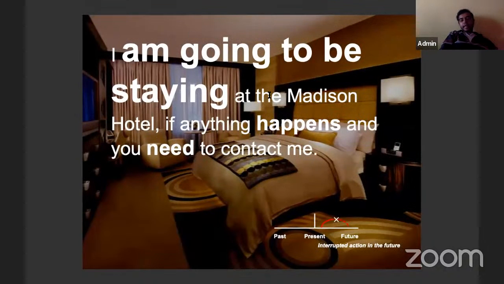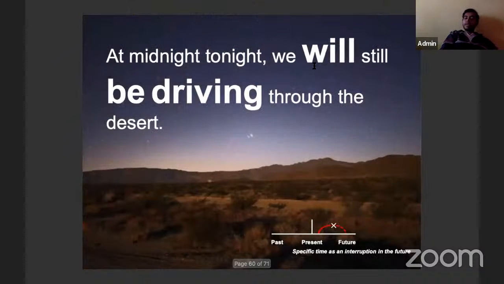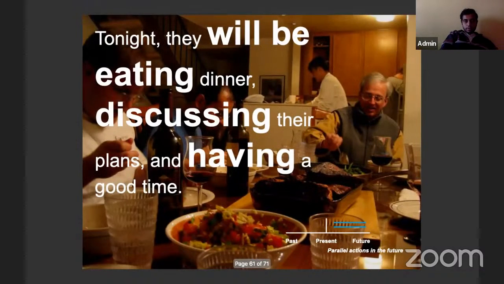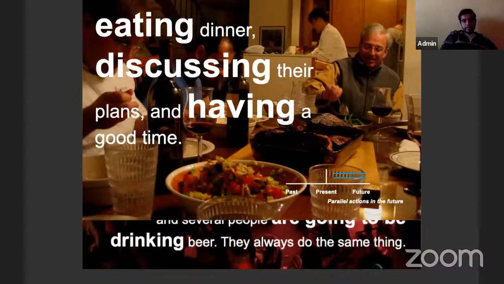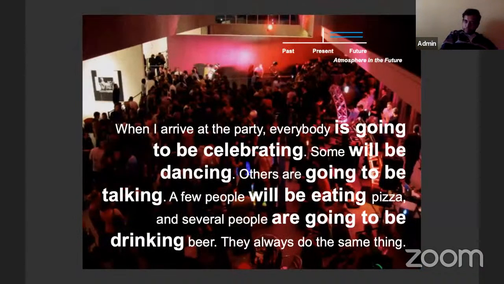"I am going to be staying in the Madison Hotel." "If anything happens and you need to contact me at midnight tonight, we will still be driving through the desert." "Tonight they will be eating dinner." Parallel actions happening in the future: they are eating dinner, discussing their plans, having a good time. "When I arrive, ..." atmosphere in the future.